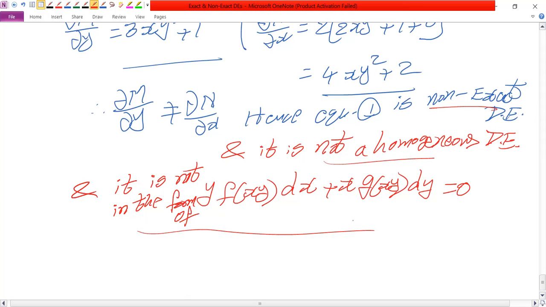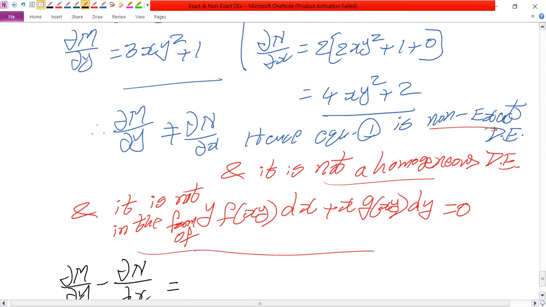Then we have to find dou m by dou y minus dou n by dou x. First, to find this, don't go for 1 by n into something or minus 1 by m into something. First find out dou m by dou y and dou n by dou x, the subtraction of these two. What is dou m by dou y? We got in the previous steps, dou m by dou y is 3xy square plus 1, minus of dou n by dou x. What is dou n by dou x? We got 4xy square plus 2.